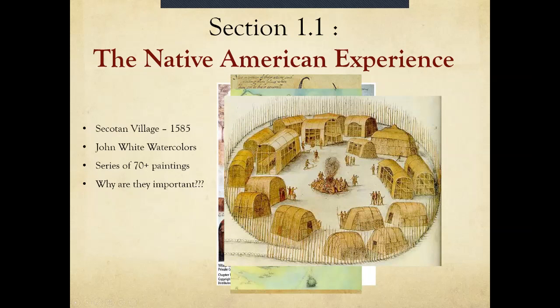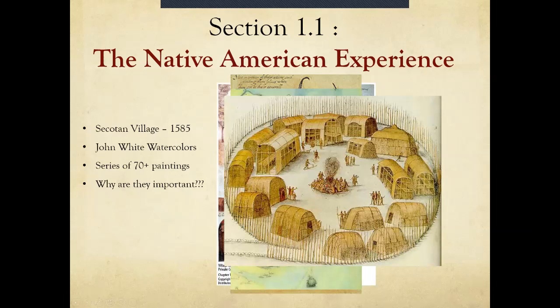So here's another depiction of the Secatan village, and you can again see these structures. He gives us a glimpse on the inside, and they're pretty elaborate. If you look at the scale here with the people and the size, these are known as longhouses or wigwams, where you've got the thatch that's going to be on the outside.